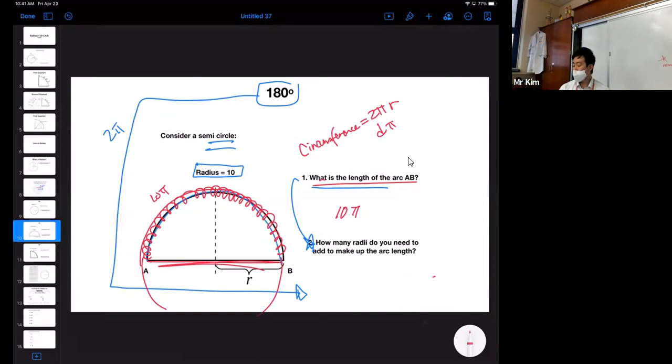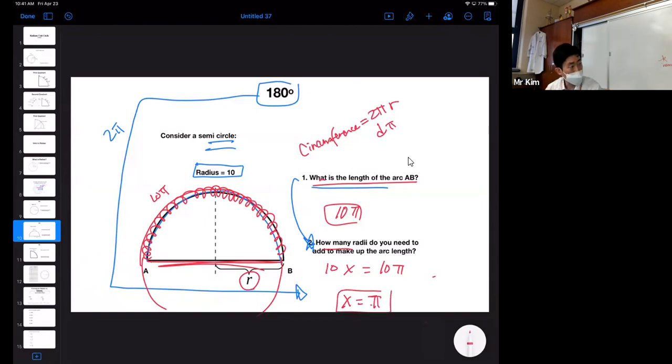So now the question is, again, how many radii do you need to add to make up the arc length, which is just 10 pi now? If we go by the formula that Paulina just gave us, we can say that the radius was 10 times x, because we want to find out how many radii I need to get the arc length that we just found, which was 10 pi. So Kevin, what would x be in this particular case? X equals pi.